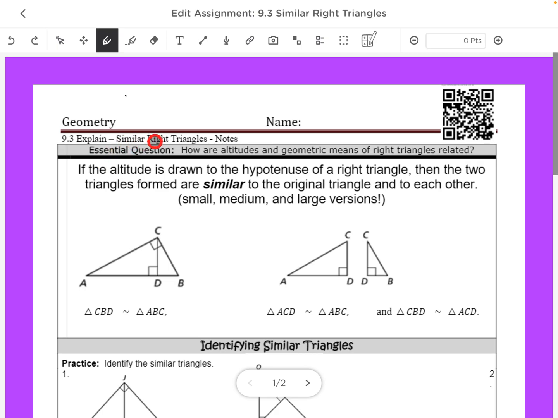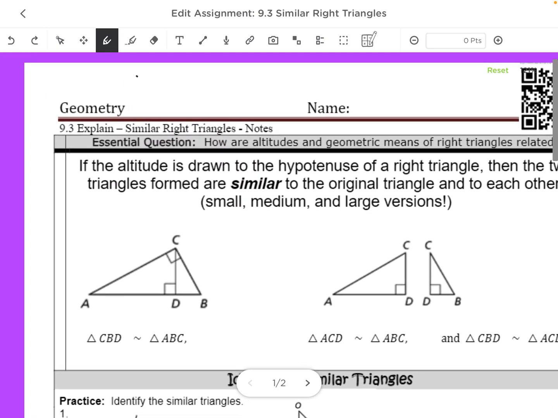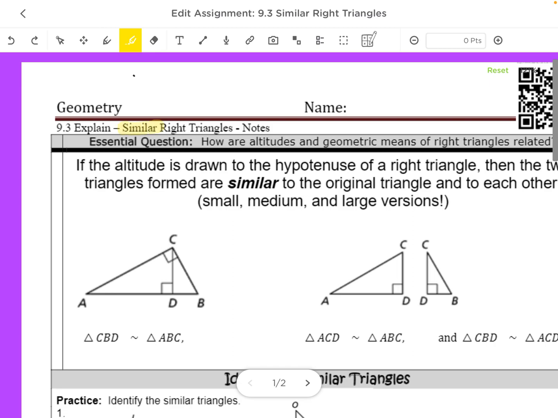We're going to talk about similar right triangles. First off, let's talk about that keyword, similar. We know similar means same shape, different size. Okay, same shape and a different size. That's exactly what similar means.